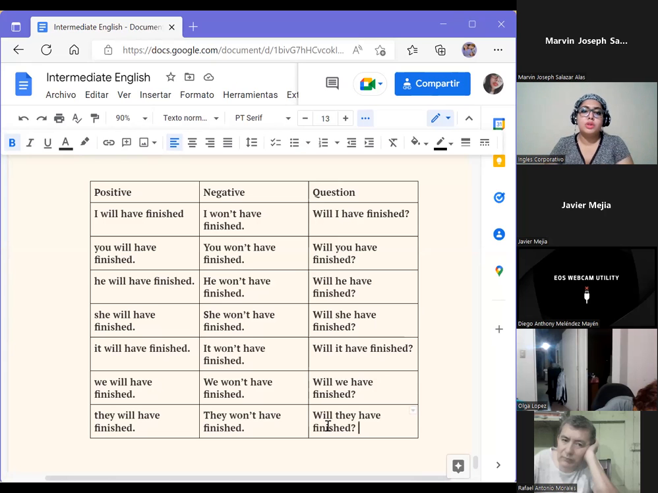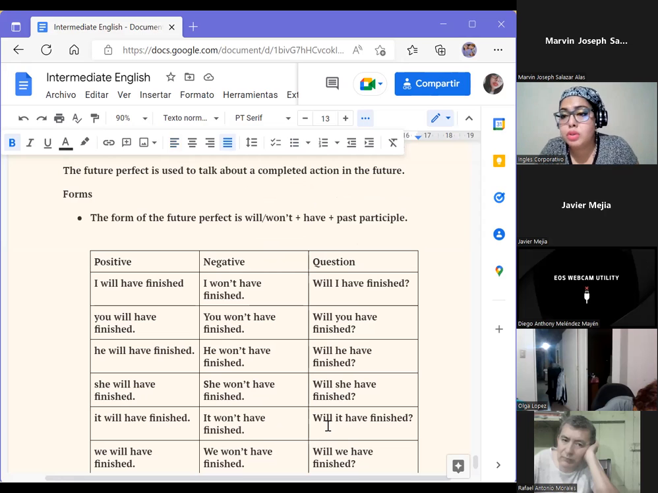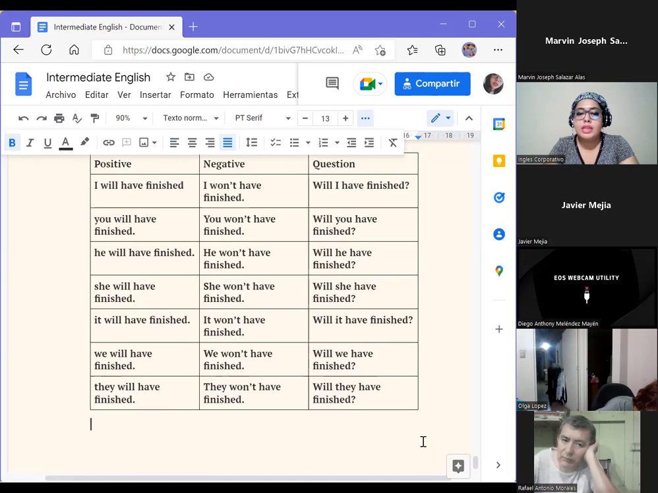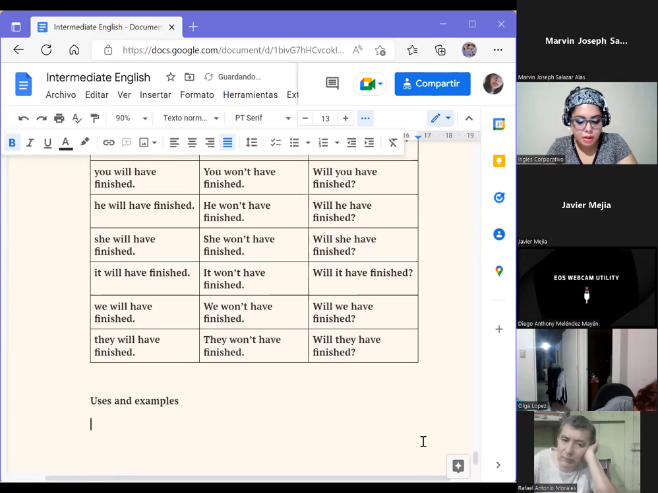And remember that you have to use the past participle to complete the structure of these sentences and questions. In this case, we are using just a regular verb, but if you want to use the irregular verbs, you can create all of those sentences and questions with those verbs, because you have the list and you can access that information to create that kind of sentences. So we are going to see the uses and some examples for those uses for this structure. We have the use number one, and it says, an action that will be completed before a specific time in the future.